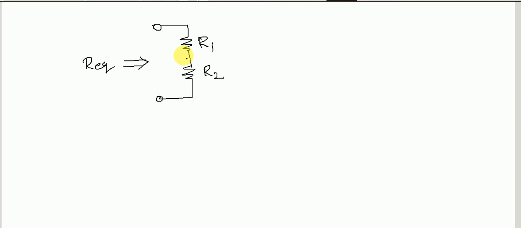So before we start the delta to star conversion, let us start with what is the series and parallel connection of resistance. First let us consider this. I hope all of you know these combinations very well. This is a series combination. And what is the R equivalent? I hope you all know the R equivalent will be R1 plus R2.